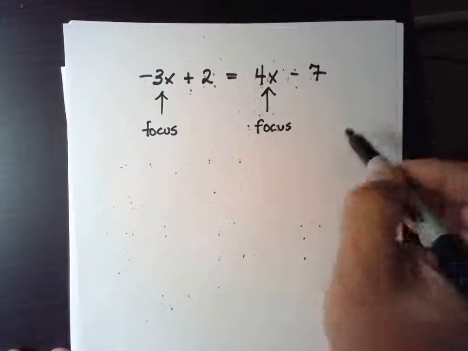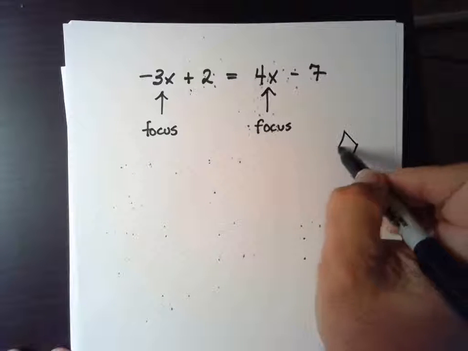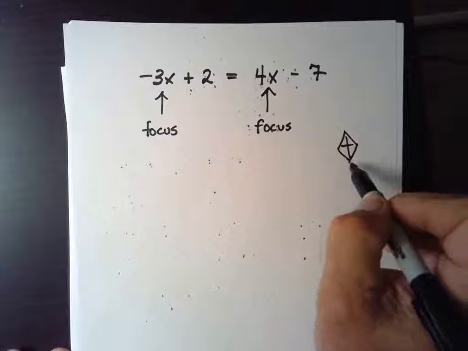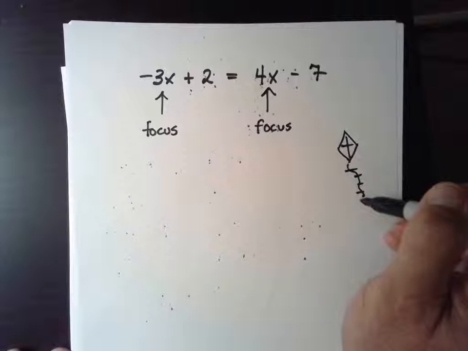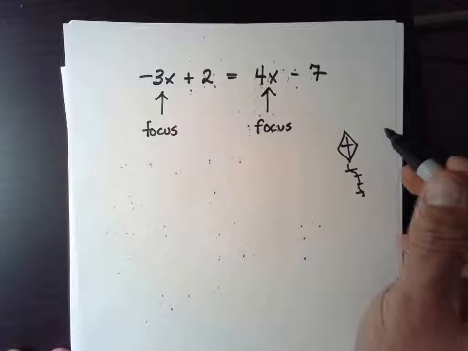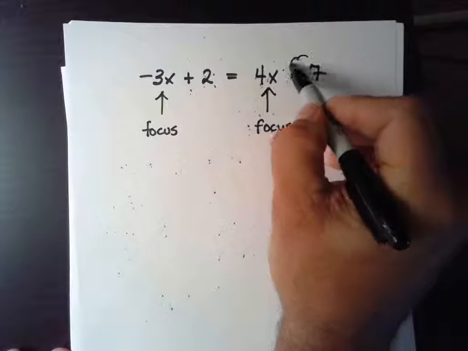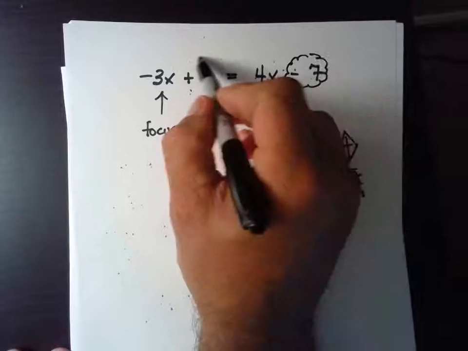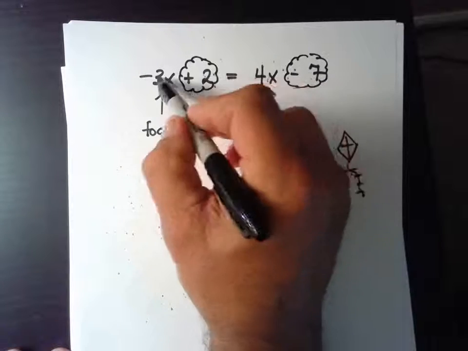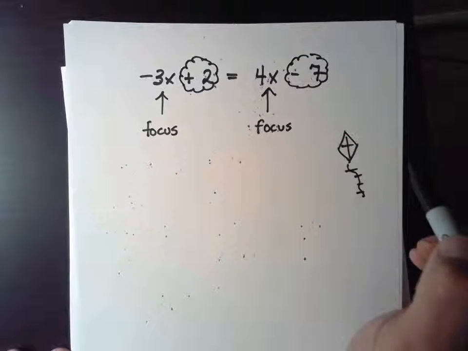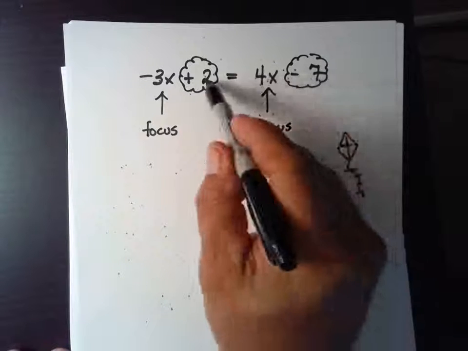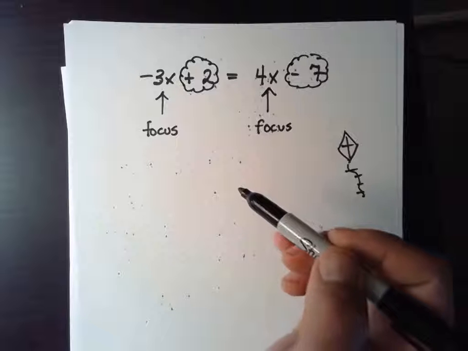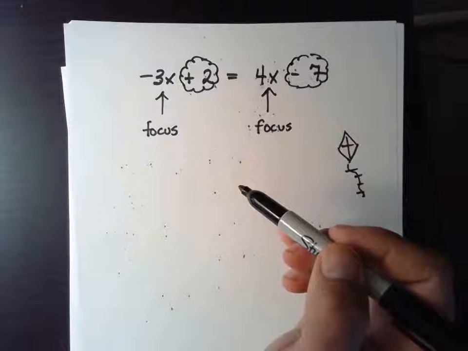They're kind of like a kite. A kite has a tail. Well, that tail is important, but that tail will always follow the kite. These 2 numbers right here are the tail, where 3x and 4x is the kite. They're going to follow no matter what. You don't need to worry about this 2 and this negative 7. You need to focus on the variable.